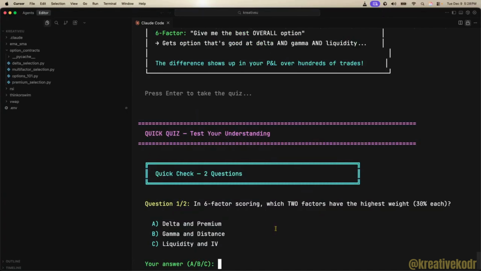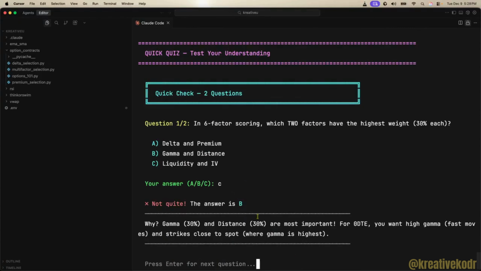All right, let's go ahead and answer our questions. In the scoring factors, which 2 factors have the highest weight? Is it delta and premium? Is it gamma and distance? Or is it liquidity and IV? Oh, it was B. I should have guessed B, but I just wanted to make sure y'all were listening.